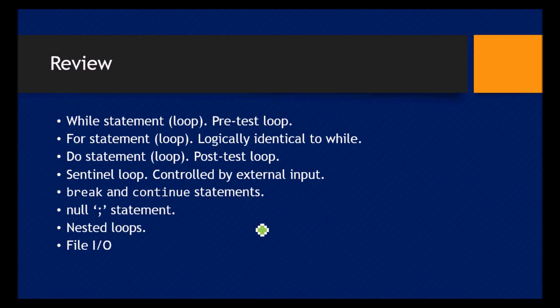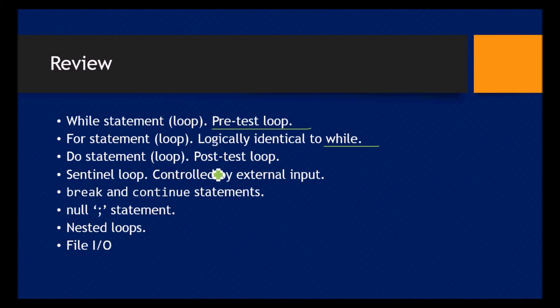Okay, so we had a lot of ground to cover in this lecture. We looked at three loop types. We looked at the while loop or while statement, and that's a pretest loop. The test is at the top. We looked at the for loop, which is logically identical to the while. The distinction I made was the while loop is the loop I use for a sentinel controlled loop where I'm using external input to control the loop. And the for loop is the type I use when I want to loop a certain number of times.